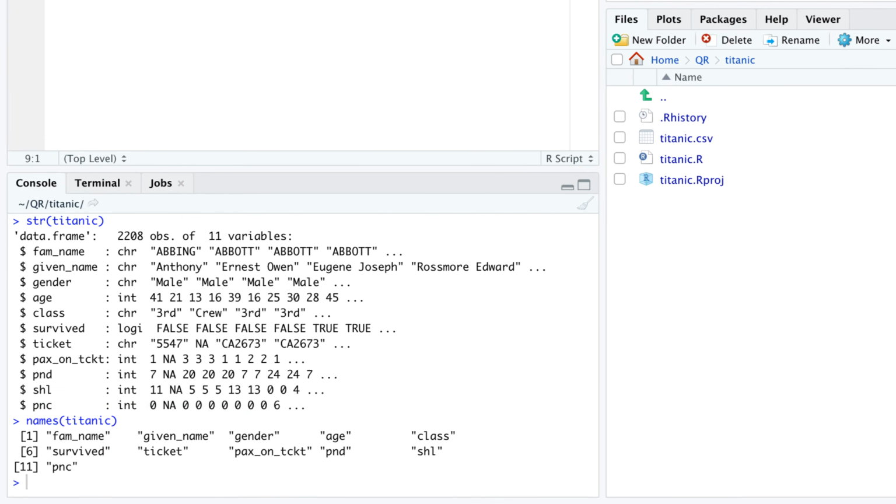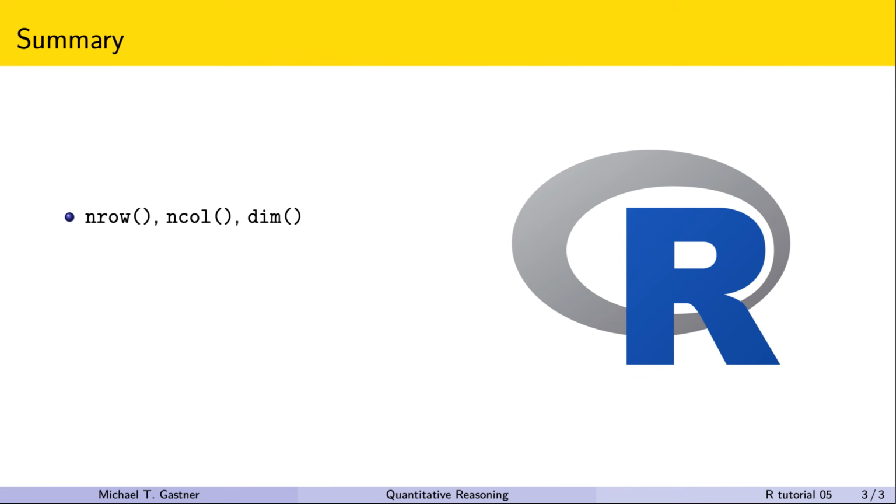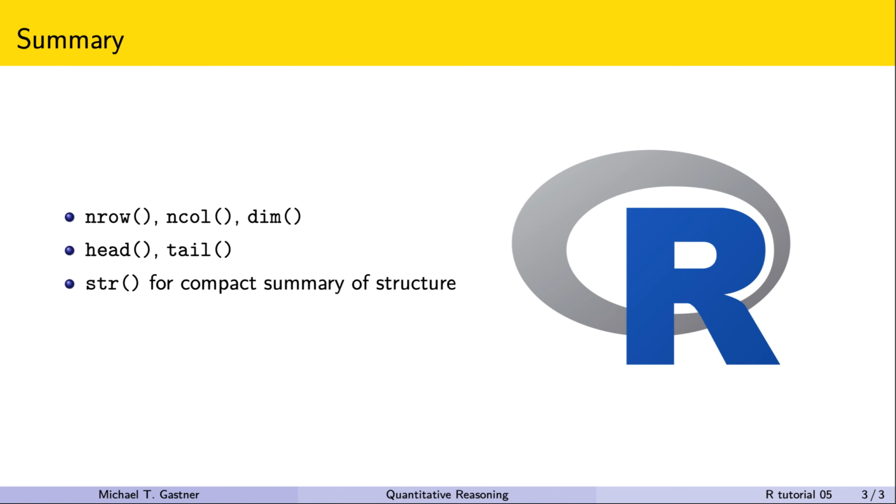Let's summarize the functions we've encountered in this tutorial to find information about the format and content of a data frame. We can find out the number of rows with nrow and the number of columns with ncol. The dim function returns both of these numbers with a single function call. We can inspect the first and last few rows of a data frame with head or tail, respectively. str gives a compact summary of a data frame. The names function returns a character vector containing the column names of a data frame.